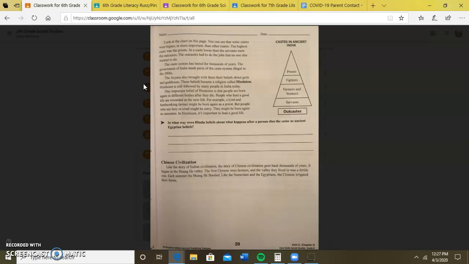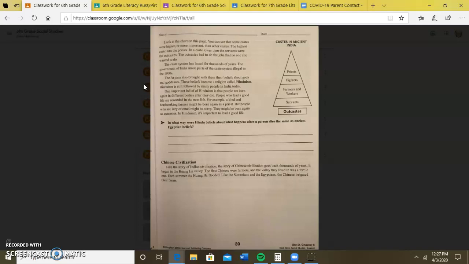People who lead a good life are rewarded in the next life. For example, a kind, hardworking farmer might be born again as a priest, but people who are lazy or cruel might be sorry. They might be born again as outcasts. In Hinduism, it is important to lead a good life.